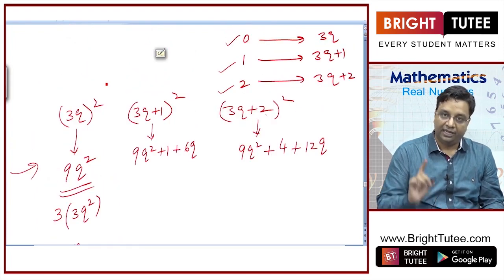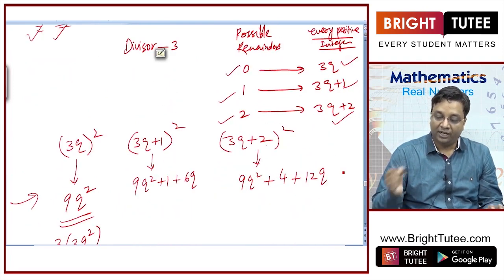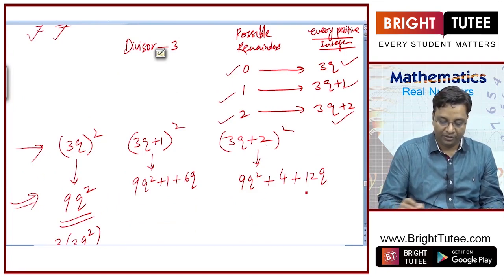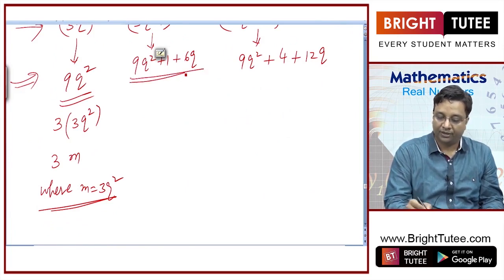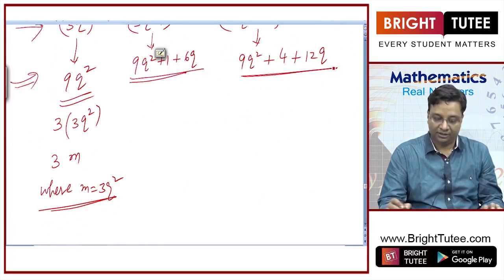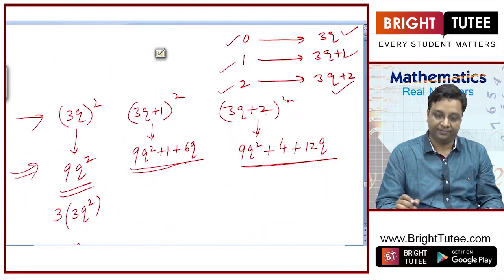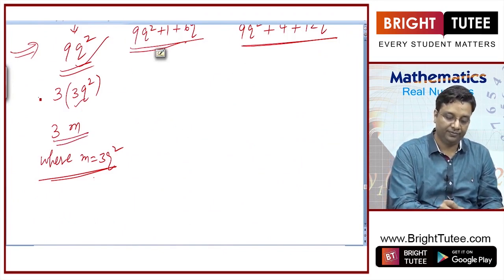So every positive integer can be of these forms, and the square of every positive integer can be of these forms. So these can be written in these forms. Okay. So now I am trying to manipulate these terms to bring them in the form 3m or 3m plus 1, right. So this term can be written in the form of 3m, where m is 3q square, right.